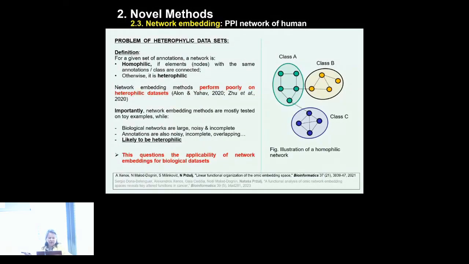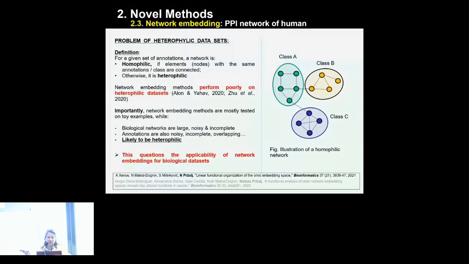And also importantly, the methods were usually tested on toy examples, while we have very large data that are noisy, incomplete. Our annotations are also noisy, incomplete, overlapping, etc. And our networks are heterophilic. So let's see if this is applicable, and if so, how.